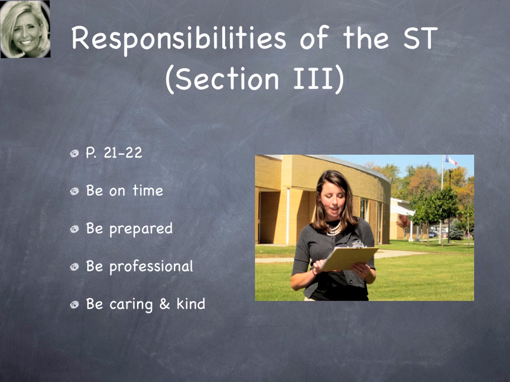The responsibilities of the student teacher are highlighted in section 3. On page 21 and 22, there are detailed instructions on the responsibilities of the student teacher, but basically the bare minimum is to be on time, be prepared, be professional, and certainly be caring and kind.